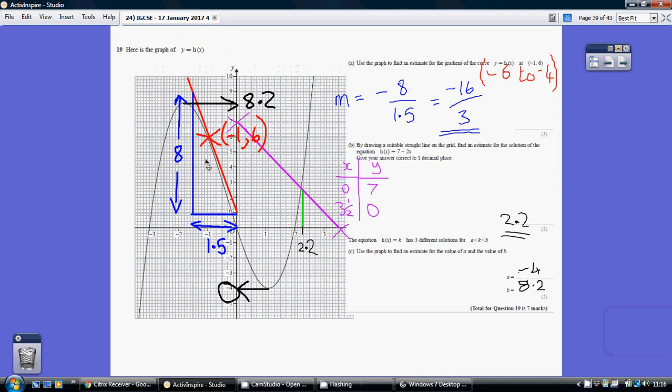Because we've put in this tangent by eye, obviously there's going to be huge variation between everybody's results, so the mark scheme allows any gradients between minus 6 and minus 4.